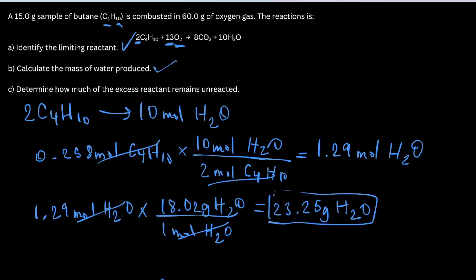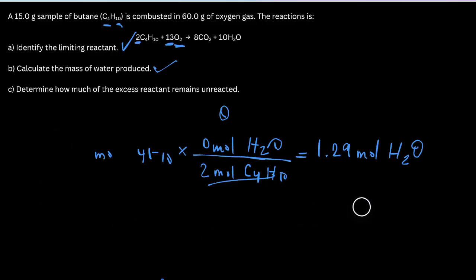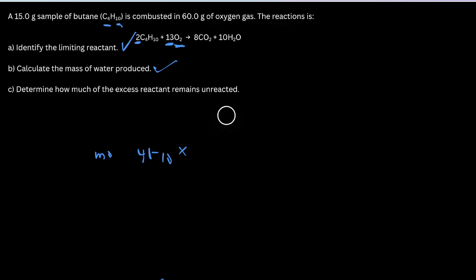And now for the very last part, finding the amount of excess reactant that remains unreacted. Well, thinking back, what is our excess reactant? We know that butane was the limiting reactant, and the excess reactant in this reaction here is oxygen. We already calculated earlier how many moles we have and how many moles we need. If you can remember back that far, we have calculated that this 60 grams of oxygen is actually 1.875 moles of oxygen.